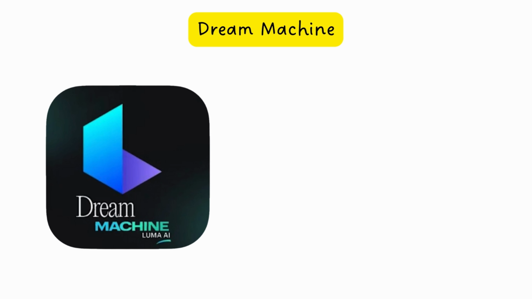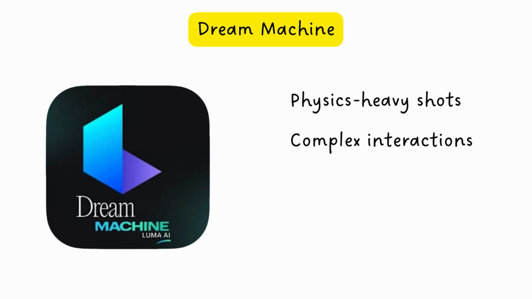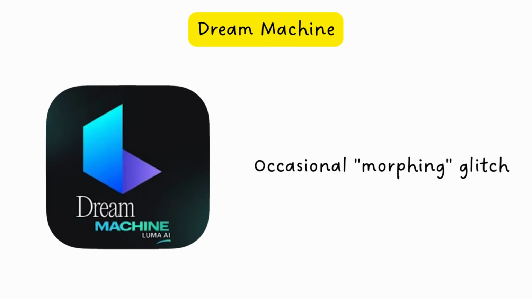Dream Machine. While OpenAI hesitated, Luma Labs actually shipped. Dream Machine was the first model to put Sora-level quality into a public web browser. It excels at physics-heavy shots, fluid, smoke, and complex interactions that usually break other models. It's fast, accessible, and generates 5-second clips that feel surprisingly grounded in reality. It isn't immune to the occasional morphing glitch where a toaster turns into a cat, but it was the first tool to prove that high-end video generation wasn't just for big tech labs.